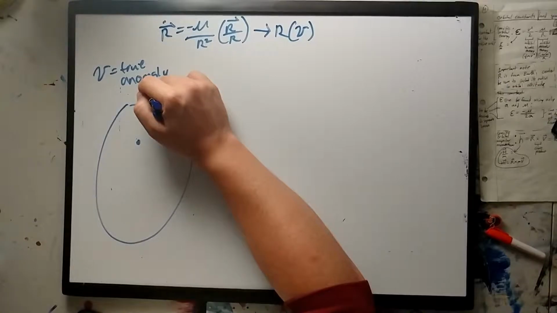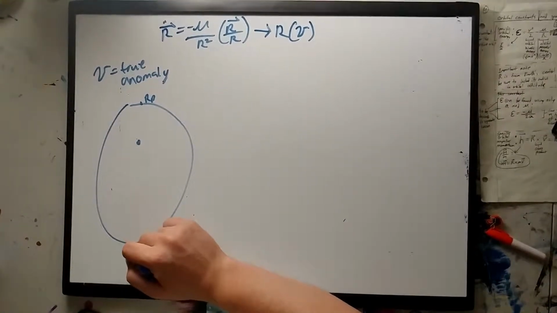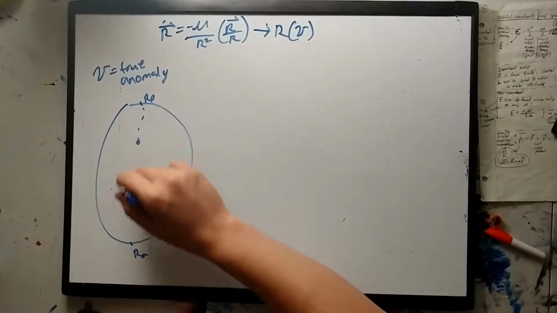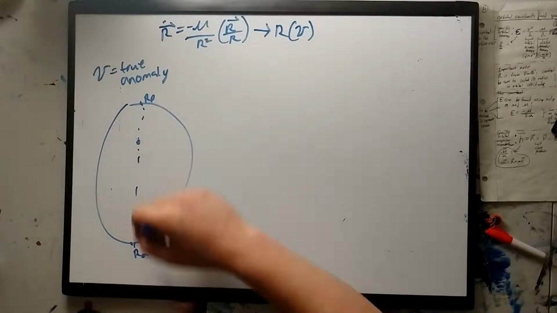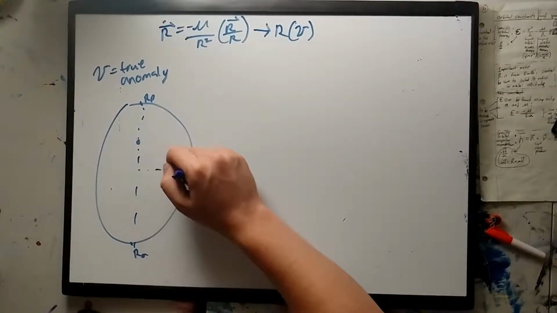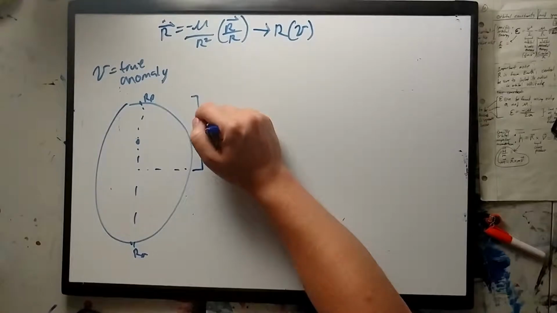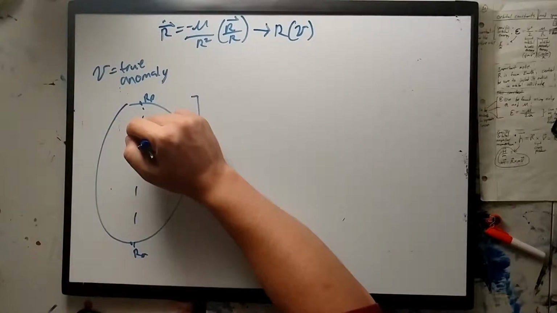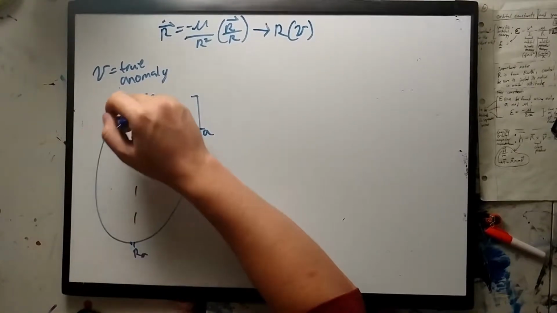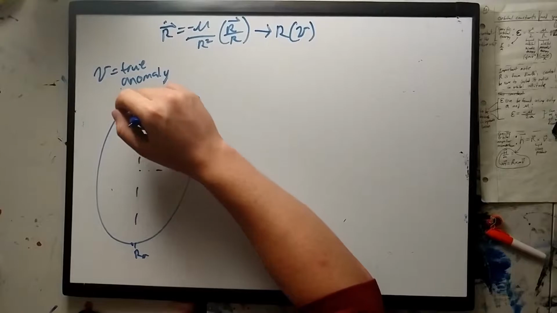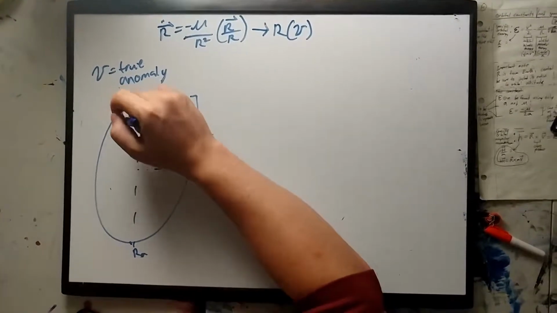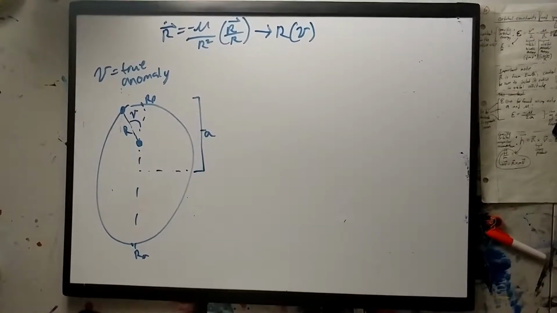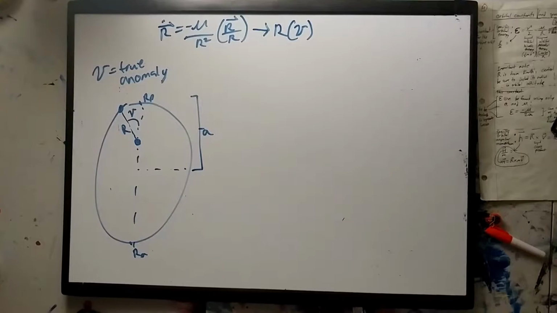We'll say this is RP, this is RA, so our periapsis and our apoapsis, which makes this our major axis, and let's say this is a halfway point. So this is a, our semi-major axis. And let's just go ahead and draw a spacecraft here. So this is r, and this angle is nu, the Greek letter nu, N-U.